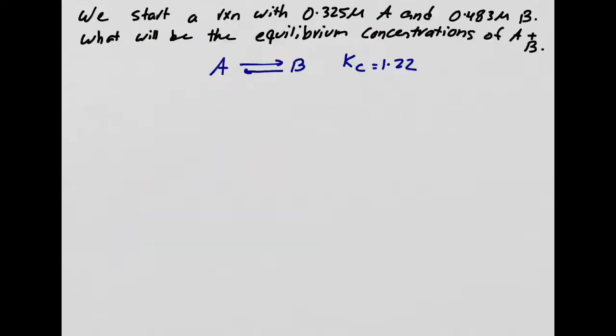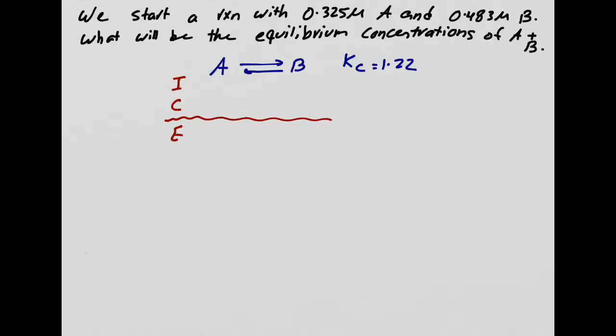All right, we start a reaction with 0.325 molar A and 0.483 molar B. What will be the equilibrium concentration of A and B? Are you ready for this? Okay. So I ask you what's going to be the equilibrium concentration. That means you have to use what? You have to use ICE, yeah?